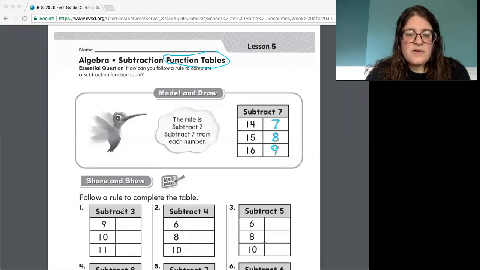And so if you go down, we'll do this one together and then you do the rest of them on your own. The rule says subtract 3. 9, take away 3. I'm going to do touch math. I'm going to say 9, 8. Wait a minute. I want to get a better thing here. 9, 8, 7, 6.